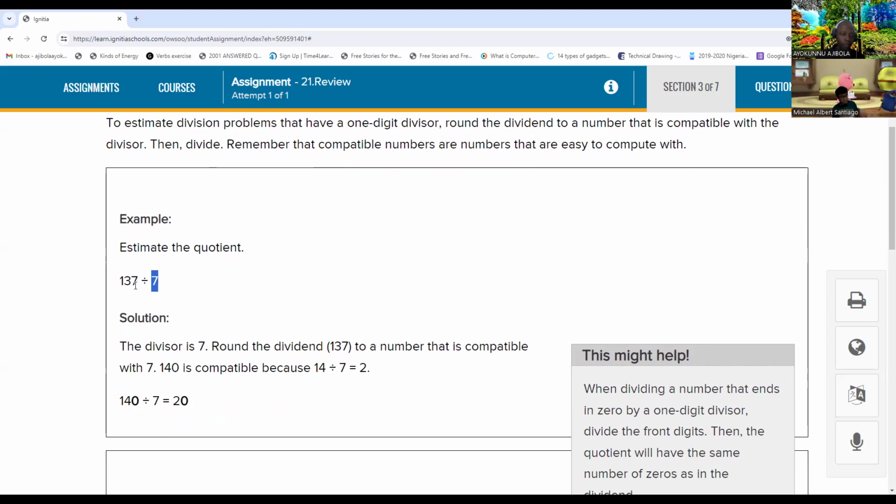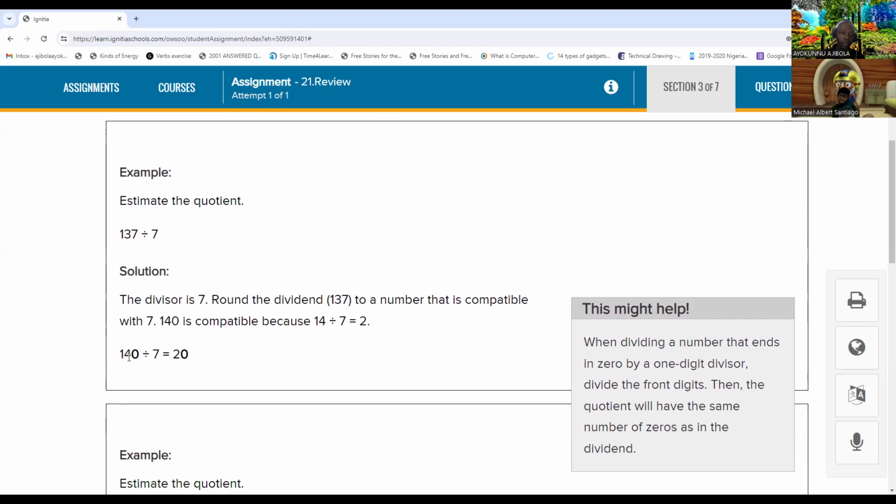Then we can have, instead of 13, 14. Then we have 0 here. So that is 140. So 140 is compatible because 14 divided by 7 is 2. And that means 140 divided by 7 is 20, which makes our estimate of 137 divided by 7 to be approximately 20. Is that clear?